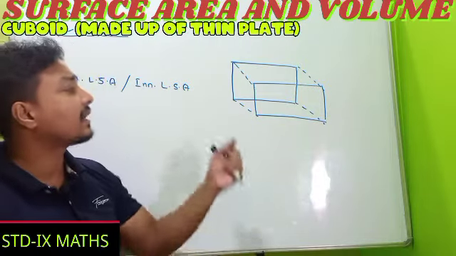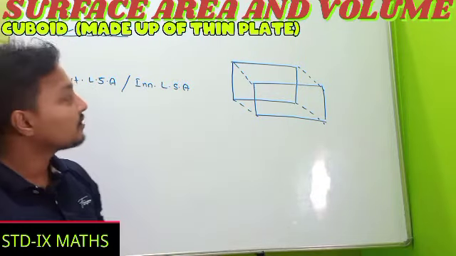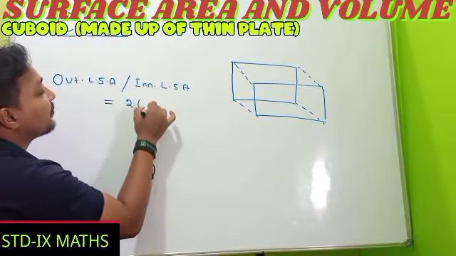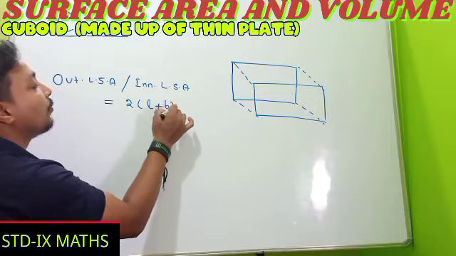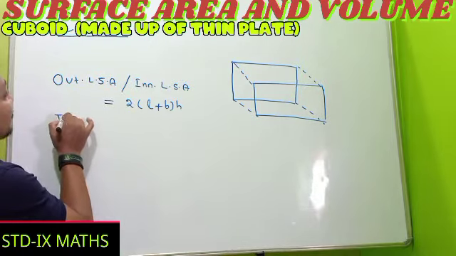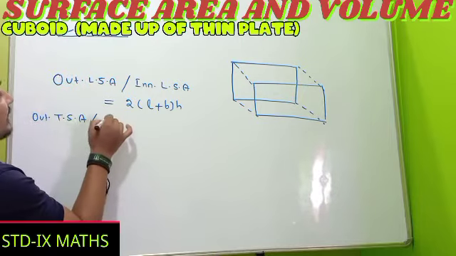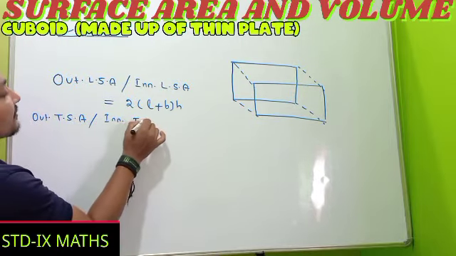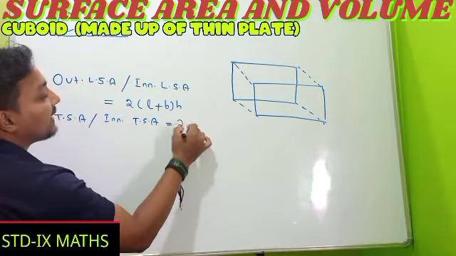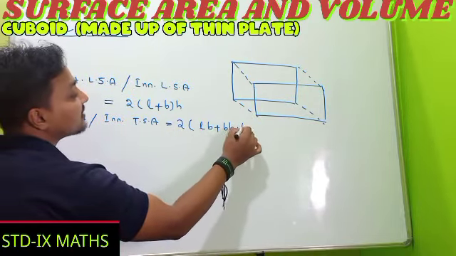Whenever the thickness is very negligible and the plate is made up of a thin plate, in that type of situation the outer surface area and inner surface area both have the same formula, L V whole into H. And remember, the total surface area, whether it is the outer total surface area or the inner total surface area, the formula will be the same. It means 2 into (LB plus BH plus HL).